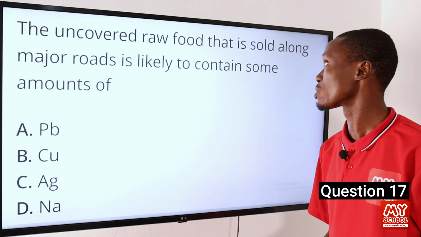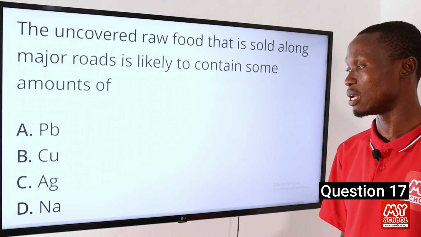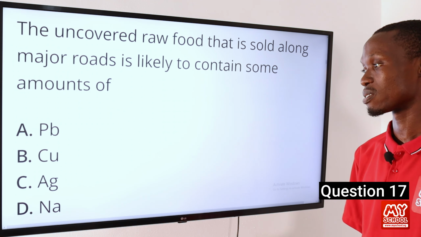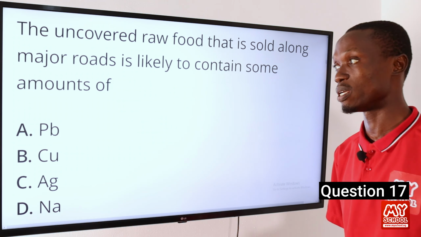The uncovered raw food that is sold along major roads is likely to contain some amount of dash: A, lead; B, copper; C, silver; and D, sodium. So the answer to this question is option A, lead.